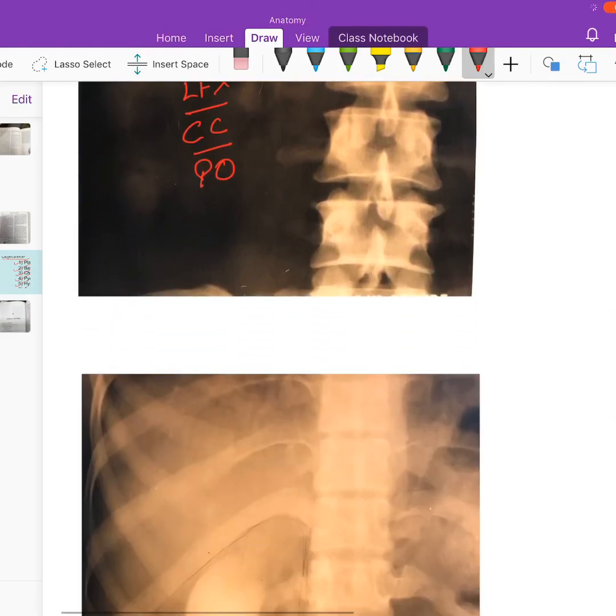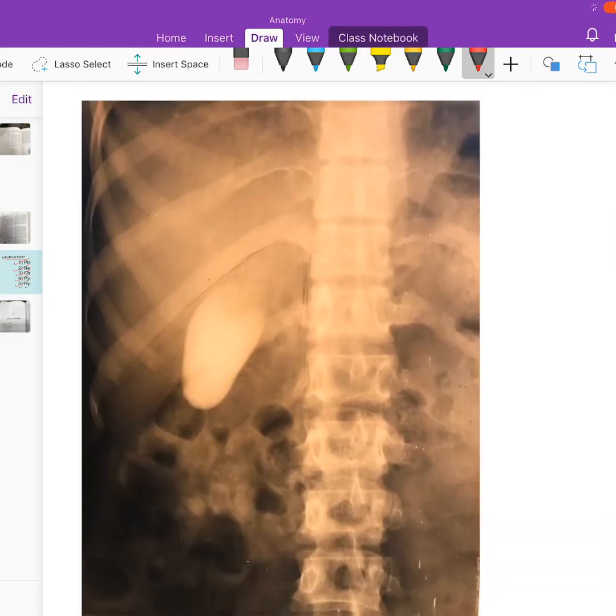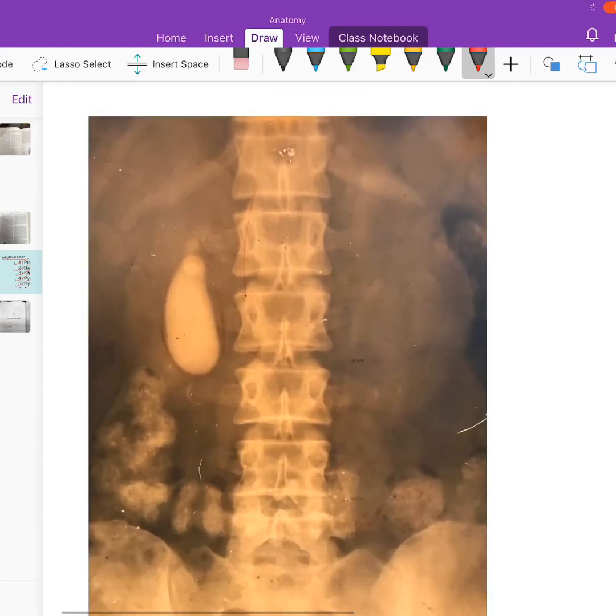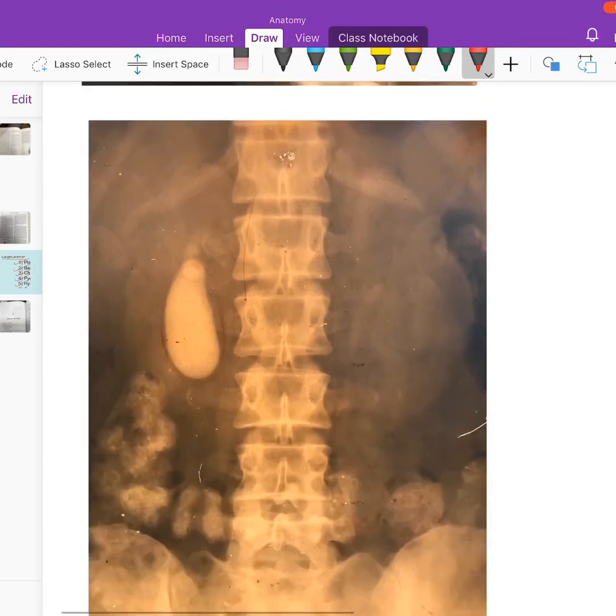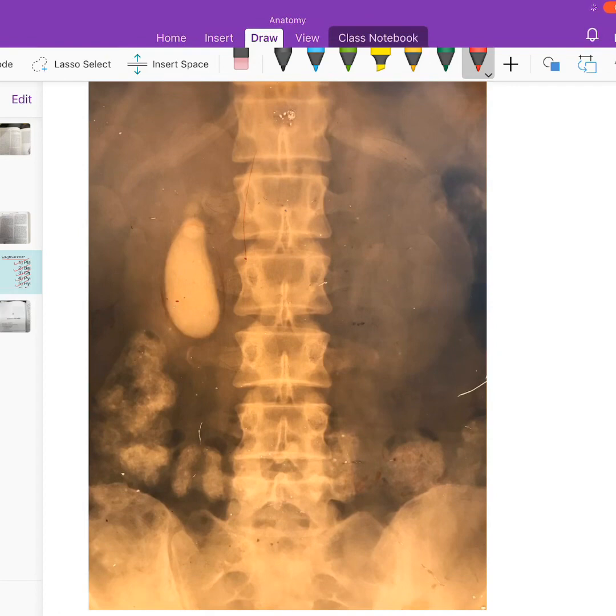In the next cholecystogram, you can see this is the gallbladder, this is the 12th rib, 11th rib, 10th rib, this is L1 vertebra, L2, L3, L4 vertebra. These are shadows of gas. In this image, here you can see the gallbladder. This is the 12th rib and this is the L1 vertebra.